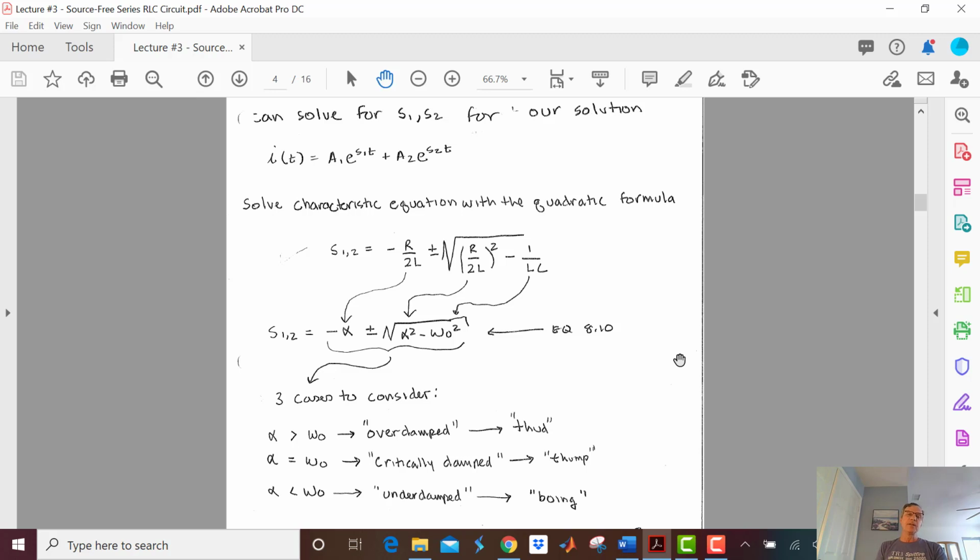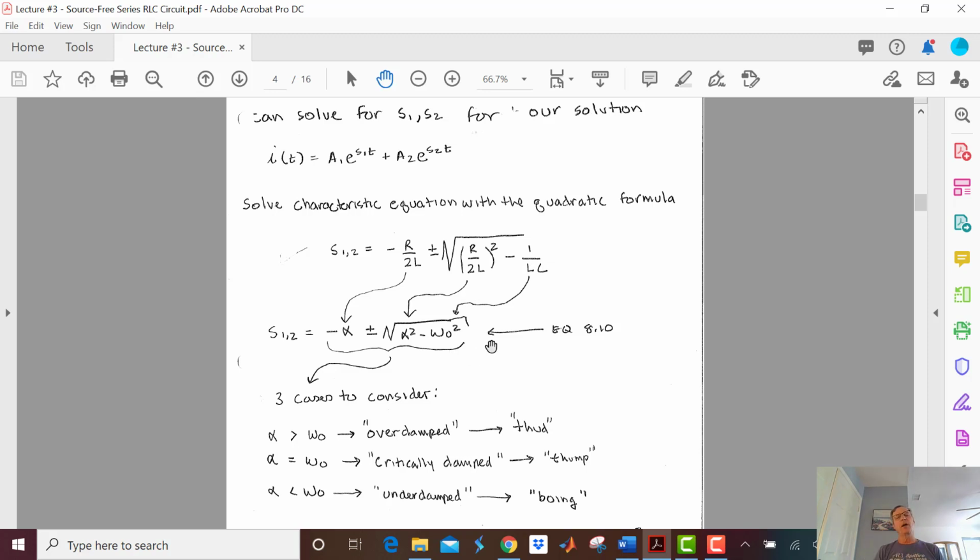And in this example here, this is kind of complicated. We have r over 2l and we have this big thing here. But what smart people have figured out after doing these problems for years and years is where the little landing zones are so that we can simplify the problem. And this is a perfect example of that. r over 2l, we're going to call that alpha. And we are going to call 1 over LC omega naught squared. And at this point, we're saying, well, why do we need another term?